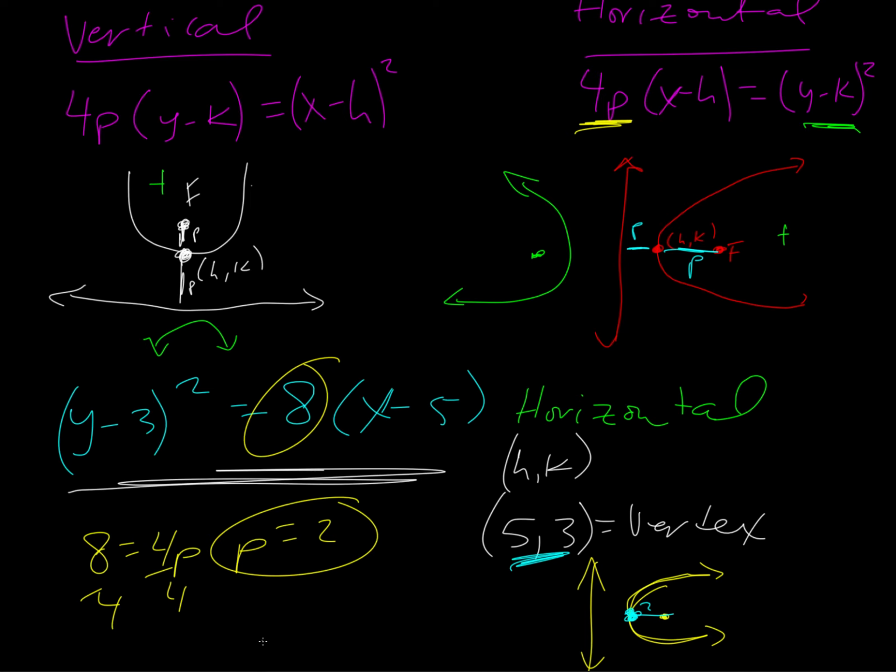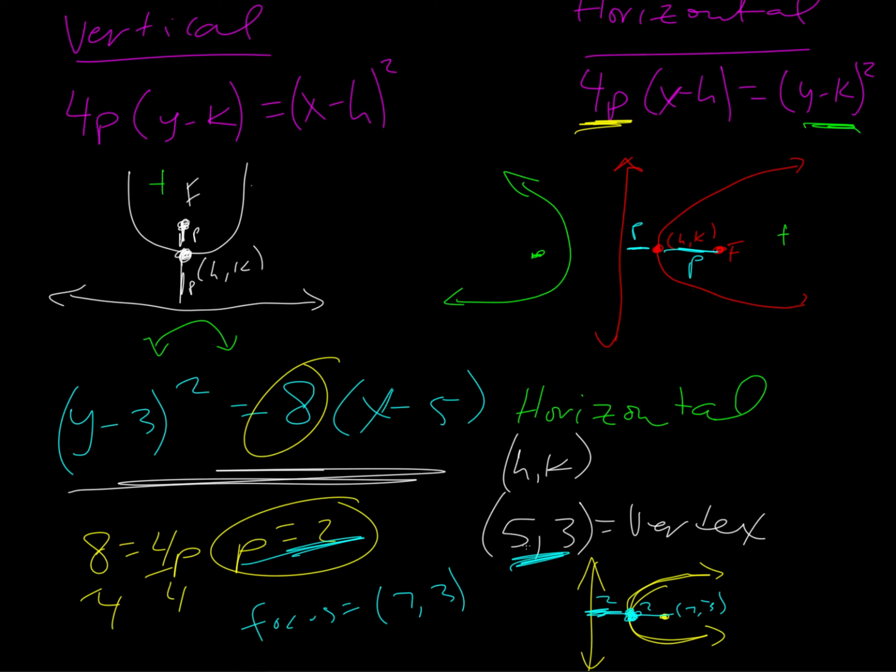And so the focus is going to be this same value, but just adding 2 to the right. So the point right here is (7, 3). Okay. Now the directrix, same reasoning, but we go this direction by 2, because that's our p-value.